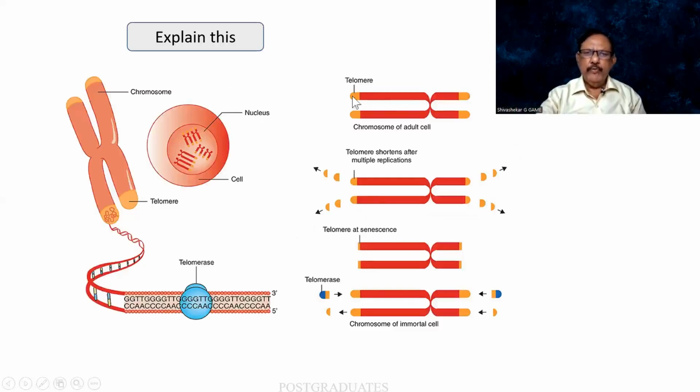Diagrammatic picture. So you find that there is the telomere at the end of the chromosome. So there are 4 telomeres over here. And there is a shortening of the telomere after the cell division. Multiple replication, there is a progressive shortening of it. At the end of it, in old age or senescence, the telomere is shortened and there is an exposure of the underlying chromosome.